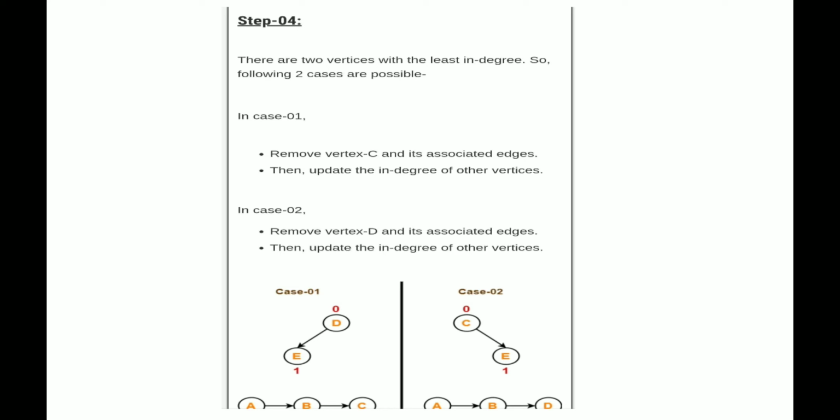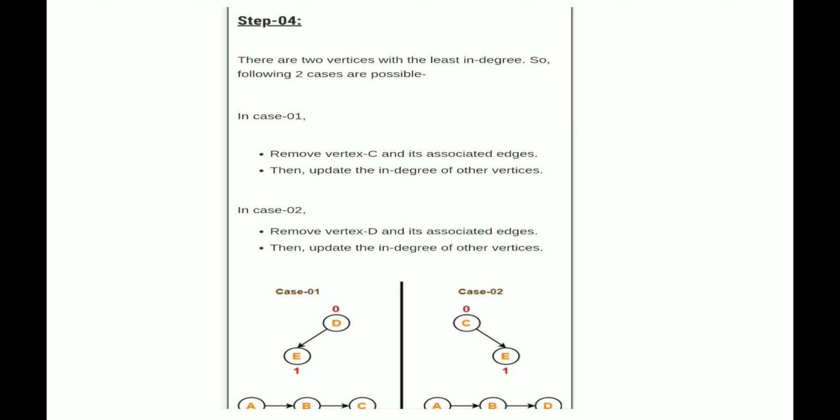In case number 1, we have removed vertex C. So observe the ordering in the bottom line: A, B, C. First we have removed A, then B, then C. In case number 1, we have only two vertices, one is D and another one is E. In case number 2, we have removed vertex D.